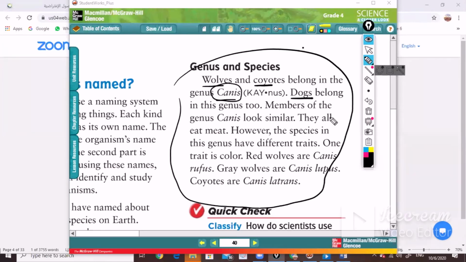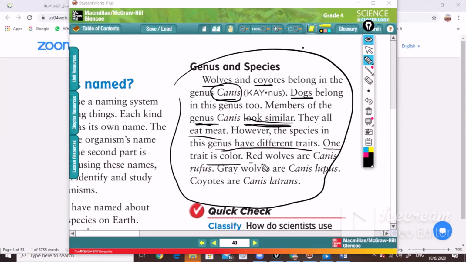And also, guys, organisms in the same genus look similar. They have a lot of properties like each other. Like what? All of them eat meat, for example. However, the species in this genus will have different traits. If we talk about the species for each one, they will be different. Some are different in color.